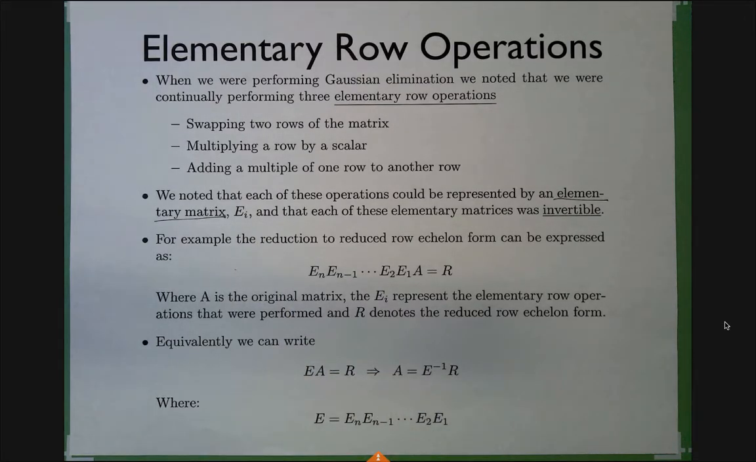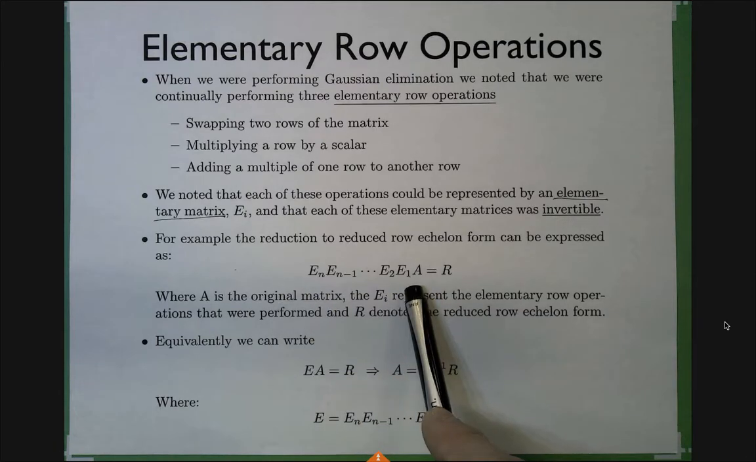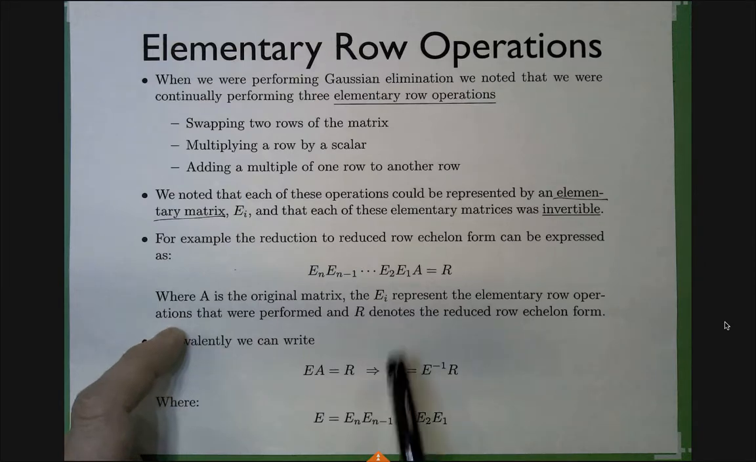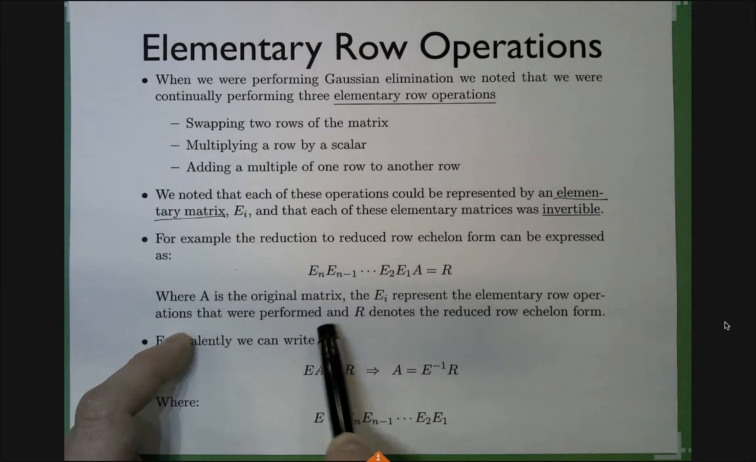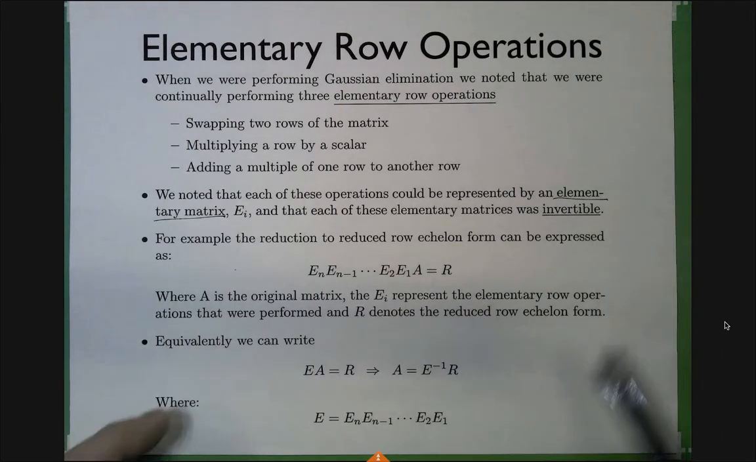So if I want to write Gaussian elimination algebraically, I can just say that there is a sequence of elementary matrices, E1 to En, such that the original matrix gets reduced to a reduced row echelon form after I perform this multiplication. That's how I write Gaussian elimination algebraically. So A here was the original matrix, all the E's are the elementary row operations, and R is the resulting reduced row echelon form. The non-reduced one, of course, would look exactly the same.